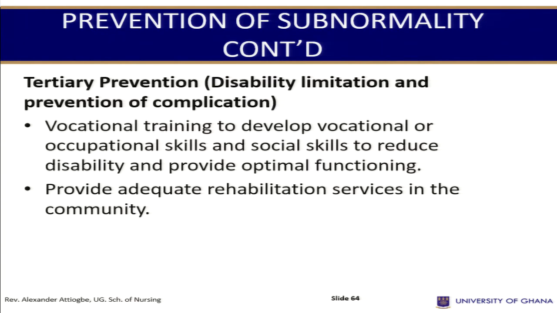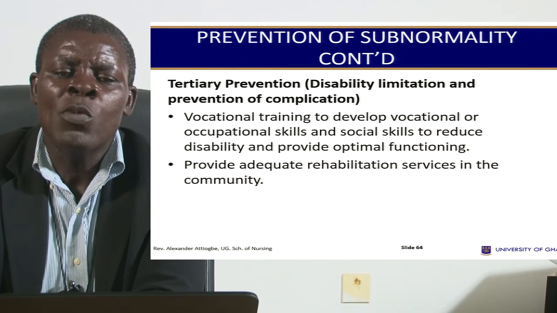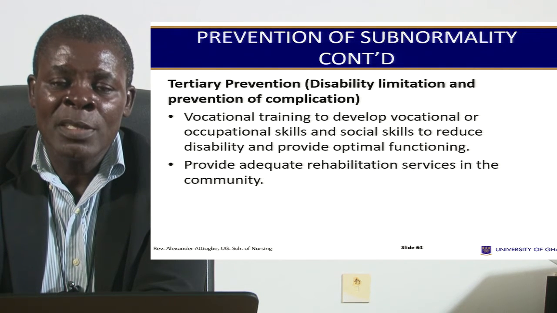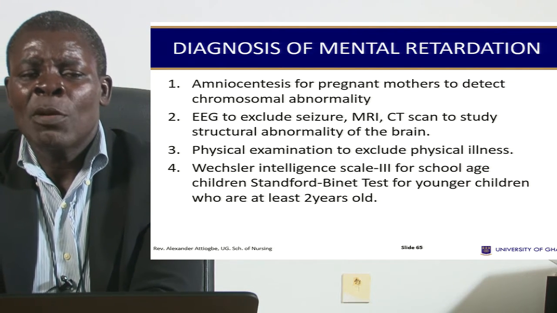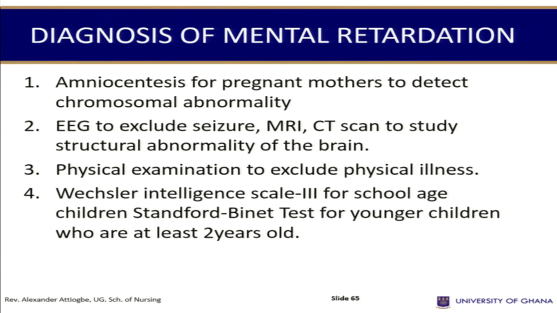Here, do vocational training to develop vocational occupational skills and social skills to reduce disability and provide optimal functioning, and provide adequate rehabilitation services in the community. How do we diagnose mental retardation? Amniocentesis for pregnant mothers to detect chromosome abnormality, EEG to exclude seizure, MRI should be done, CT scan to study structural abnormality of the brain, physical examination to exclude physical illness.